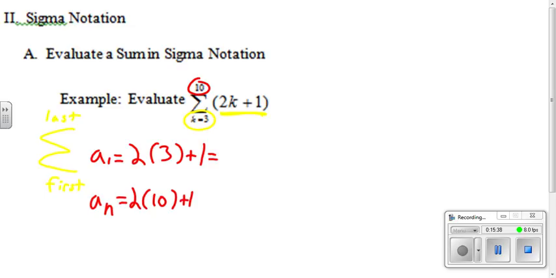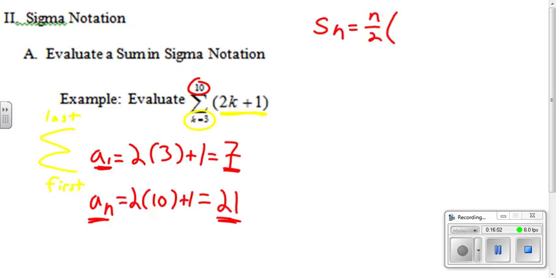Now all we have to do is just solve those out. 2 times 3 is 6, plus 1 is 7. 2 times 10 is 20, plus 1 is 21. So a sub 1 equals 7, a sub n equals 21. We still need to find our summation though. So we still need that s sub n equals n over 2 times a sub 1 plus a sub n.